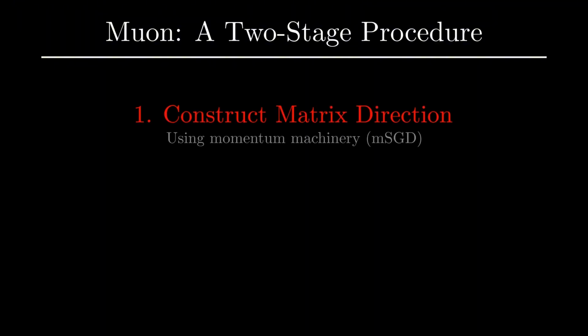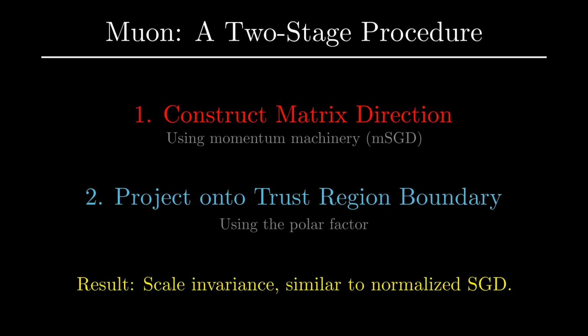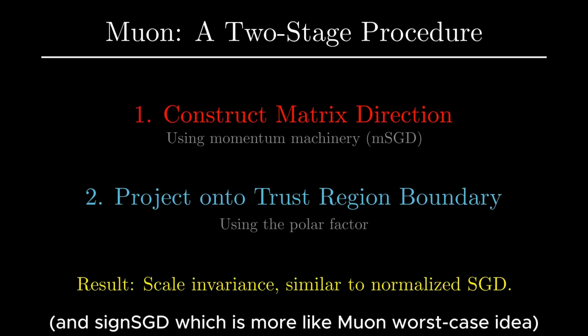Muon is therefore best understood as a two-stage procedure for matrices. First, construct a matrix direction using the same momentum machinery as momentum SGD. Then, you project that direction onto the operator norm trust region boundary using the polar factor map, which is nonlinear. This construction gives us scale invariance similar to normalized SGD in the vector case.